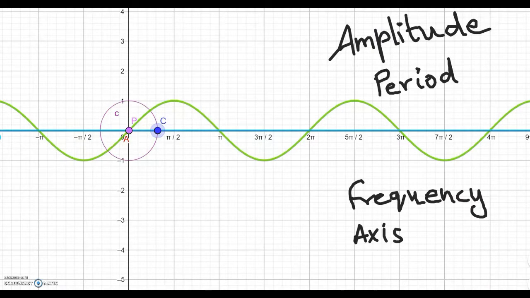Hello, welcome once again. In this video, we'll see what is the meaning of the words amplitude, period, frequency, and axis for a sine curve.